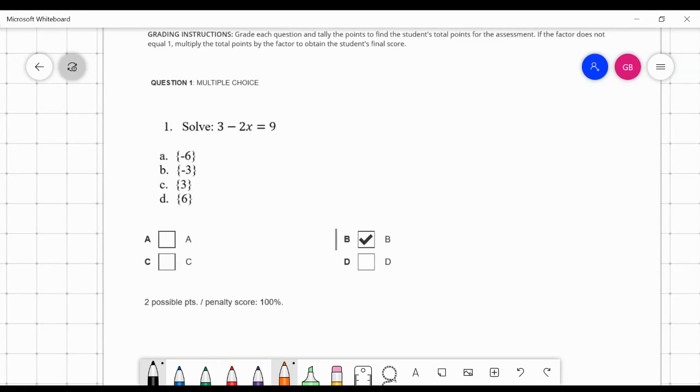Okay, number 1, we're going to solve 3 minus 2x is equal to 9. So first I'm going to subtract 3 from both sides. And then I'm going to divide both sides by -2 to get x is -3. So the answer is B.